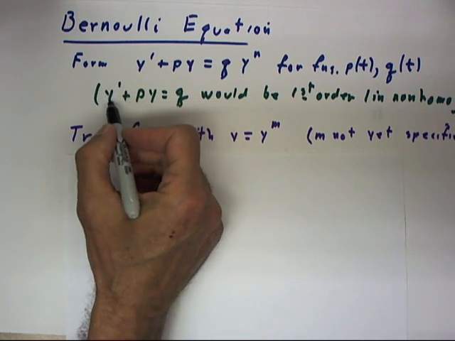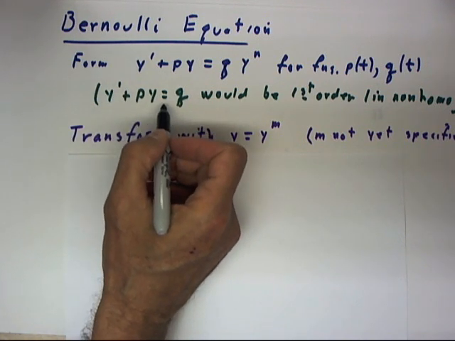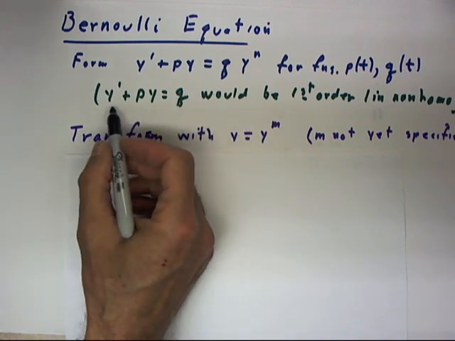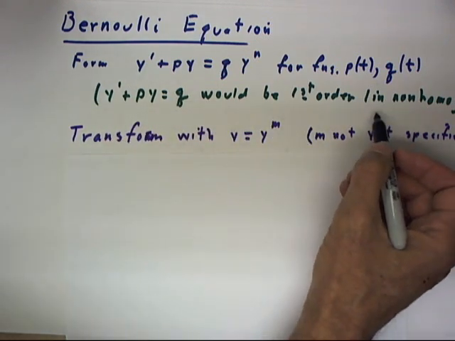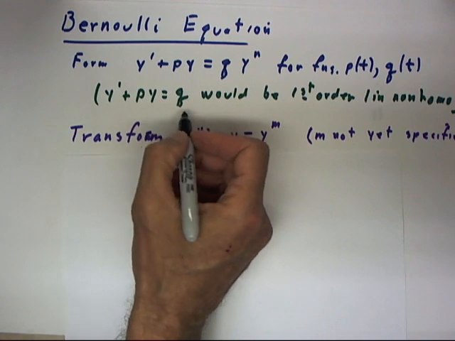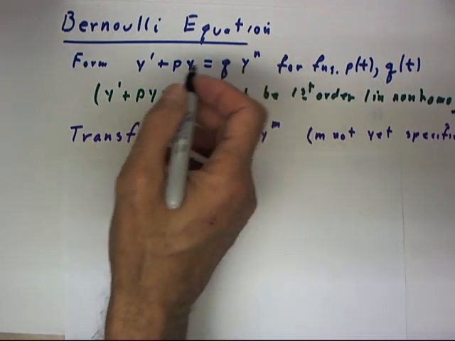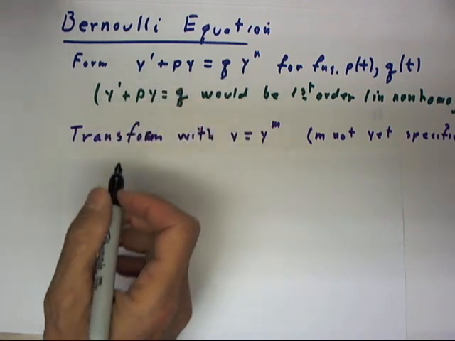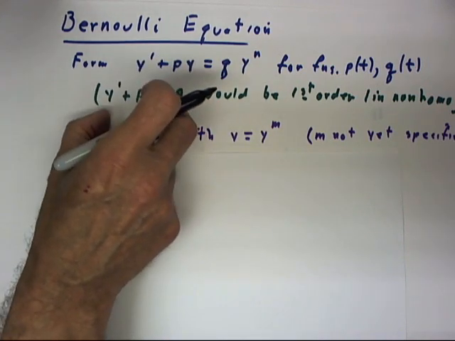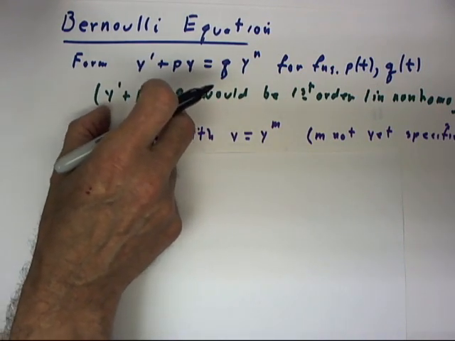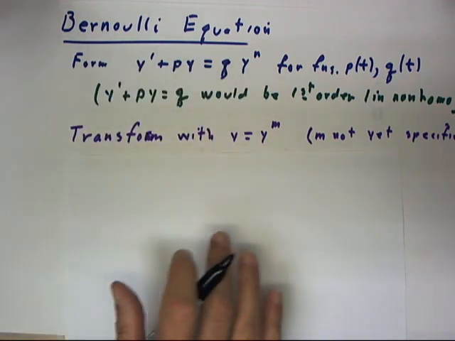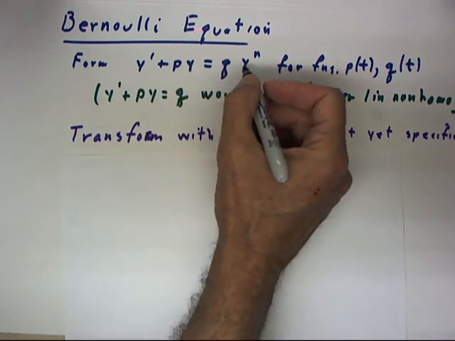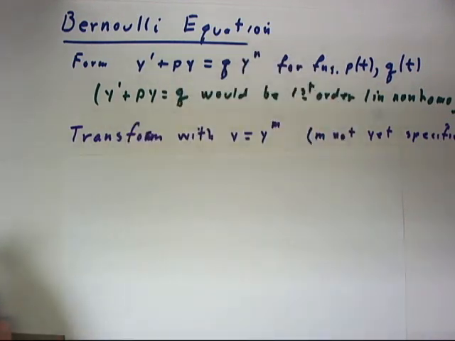Now, if the equation was just y prime plus p times y equals q, where again p and q are functions of t, this would just be a first order linear non-homogeneous equation. We could integrate it, integrating factor e to the integral p of t dt, get the left hand side into the form of a derivative of another function, etc. But we've got that pesky y to the n in there.